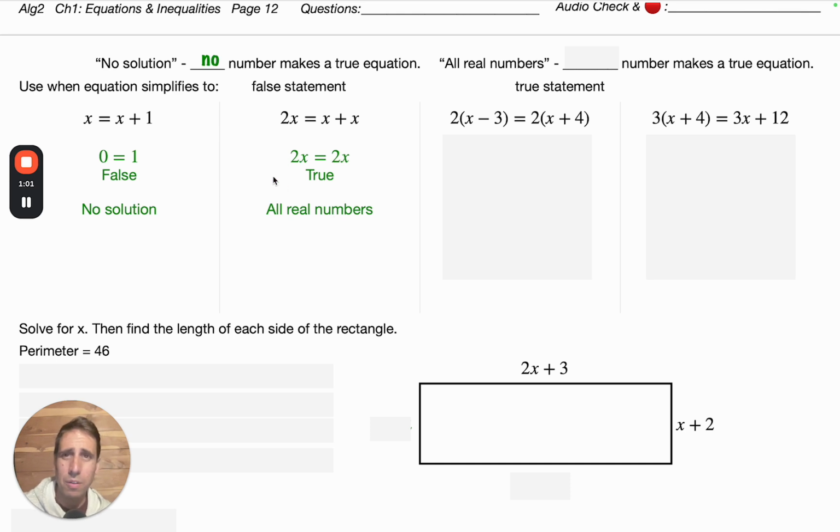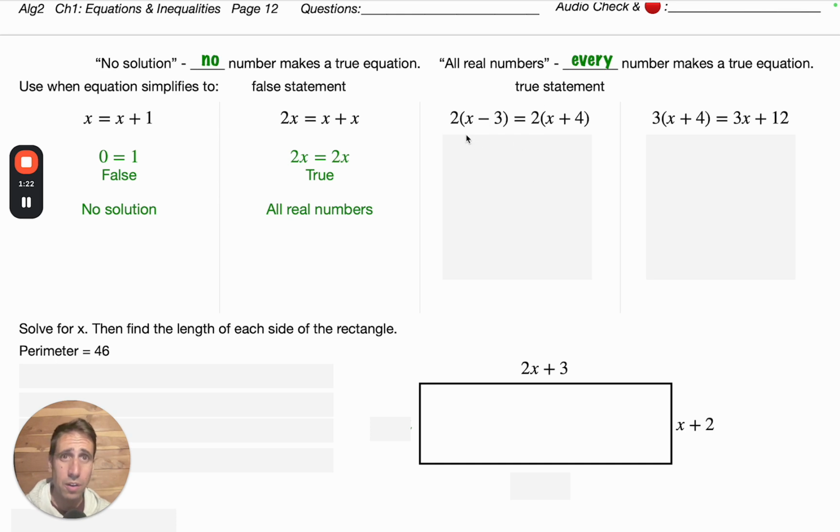You're looking at the original. I'm thinking of a number, and 2 times that number is going to be equal to the same thing as the number plus itself. Well, every number does that. So we could say all real numbers when every number makes a true equation. It's just really weird when that kind of stuff happens.